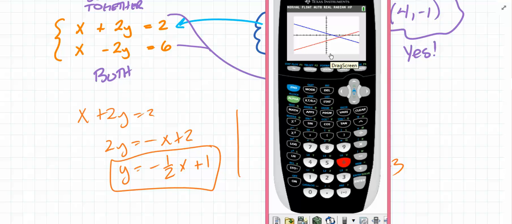Okay, what do you notice about this particular graph? They intersect somewhere. Where do you think they intersect? It looks like 4, negative 1, right? But it's kind of hard to see right now. Check it out. Your calculator can actually give you that exact value. I'm going to show you how to do it.